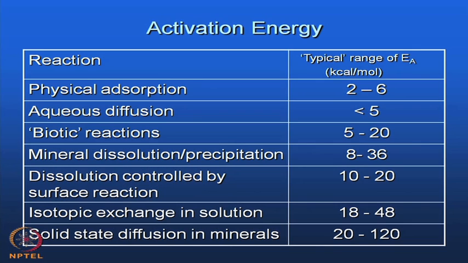So, let us look at this slide. In the left column it is the reaction type. It may be a physical process, it may be some chemical process, and a typical range of activation energy is given in kilocalorie. Although it is generally calculated in kilojoule, here it is shown as kilocalorie per mole. You can easily convert to kilojoule, because 1 calorie is 4.2 joules. So, with that conversion factor you can convert it.